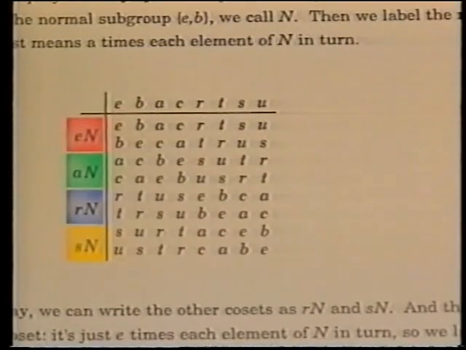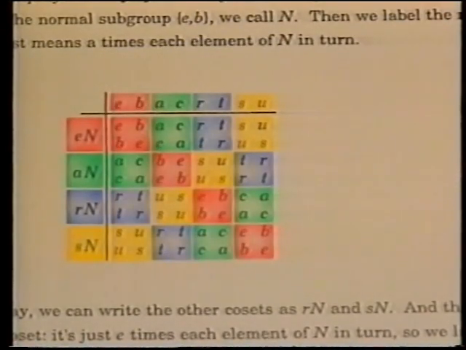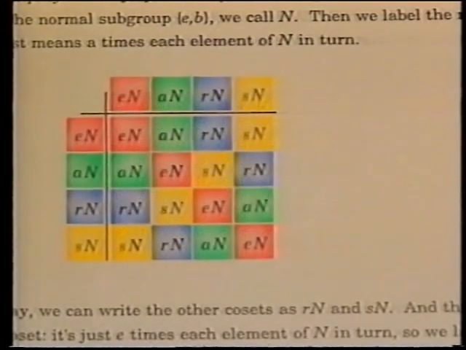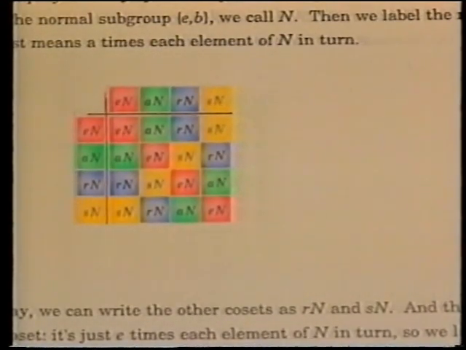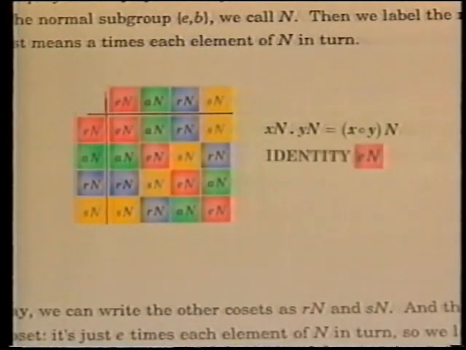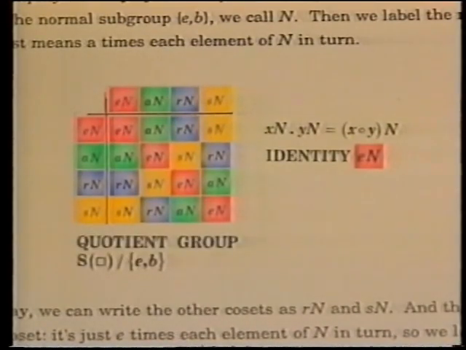So what happens if I replace each block in the body of the table by the label of the corresponding coset? This replaces the 8 by 8 table for S square by a new 4 by 4 table. The elements of this new group of order 4 are the 4 cosets. Here's the group operation, showing how the cosets combine. And the identity, that's EN. This group of cosets is called the quotient group S square over EB. Its order is the quotient of the orders of S square and the subgroup. That's 8 over 2, so its order is 4.